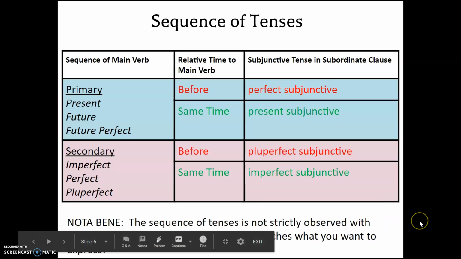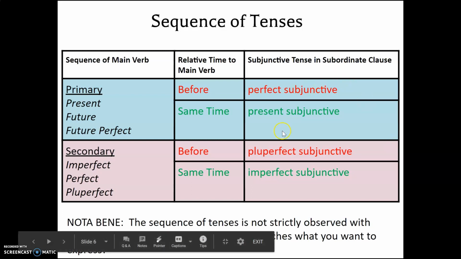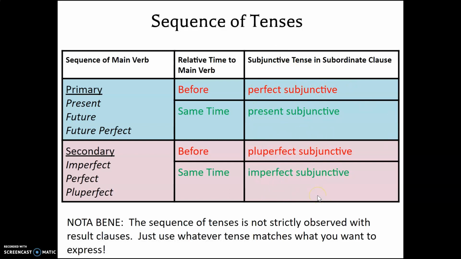All right, so as far as sequence of tenses, result clauses can use any of the four tenses of the subjunctive. When you're composing one, it's not strictly observed to follow the sequence of tenses that I've written here. Really just use whatever tense matches what you want to express. The same thing goes for translating. I would definitely identify the tense of the subjunctive to make sure that you're translating it correctly.